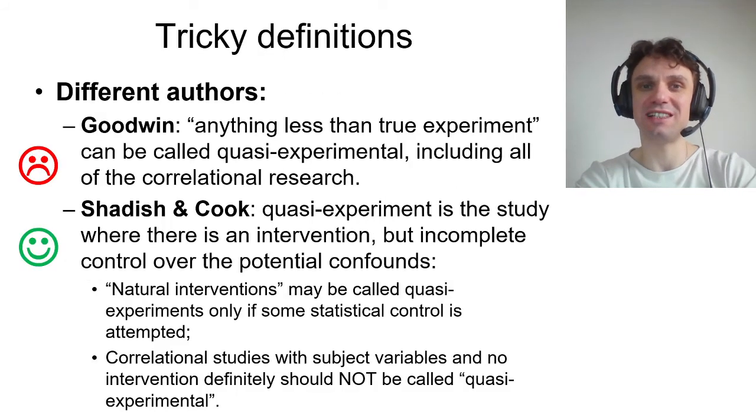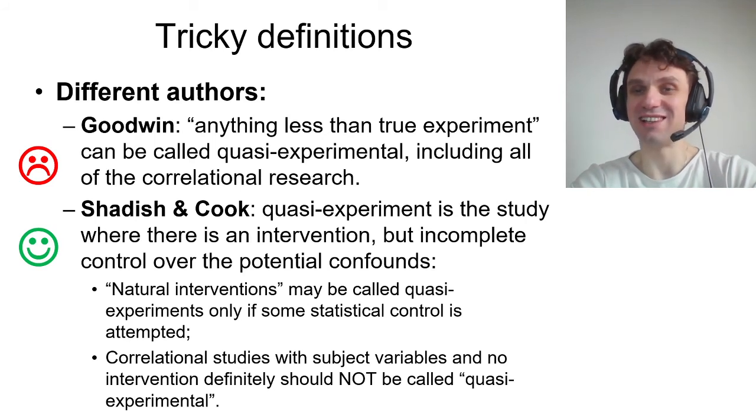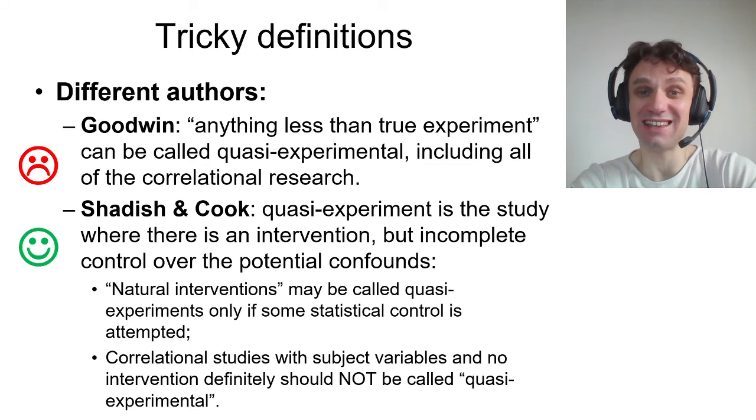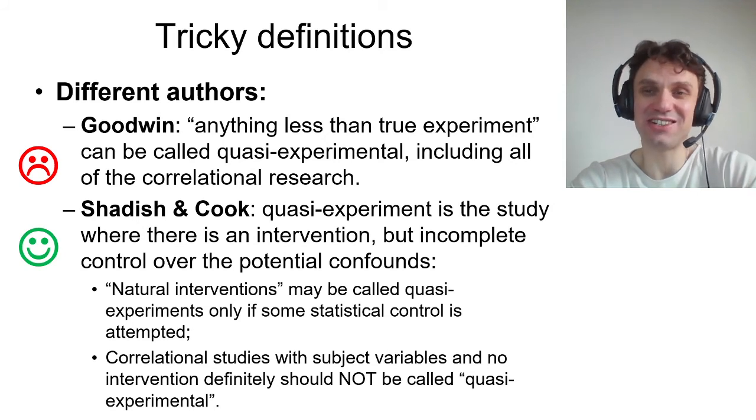One tricky point about quasi-experiments that we need to be aware of is that the definitions of quasi-experiments differ somewhat across different textbooks. If you look at the textbook of C.J. Goodwin, which is absolutely great in all respects, when he says quasi-experiment, he says that basically anything less than true experiment can be called quasi-experimental research. Even correlational research, when we attempt to investigate the effects of some independent variables, even though we don't manipulate them at all, he calls it quasi-experimental. And his logic is that it's not really possible to draw a line between quasi-experiments and correlational studies. It is a bit difficult, as we'll see right now.